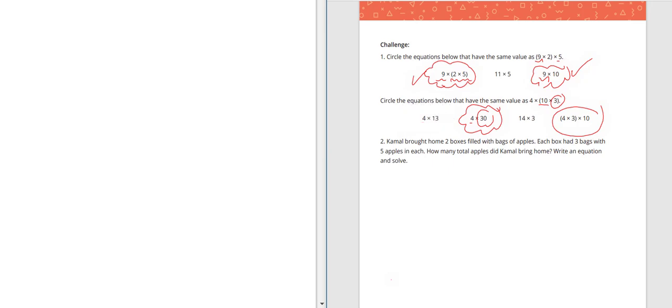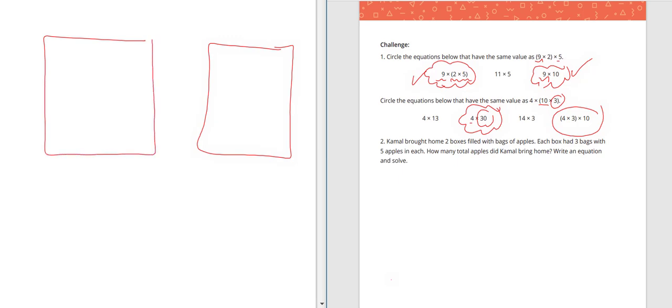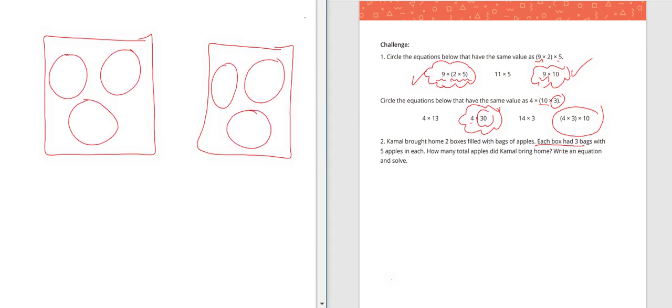Now, go to exercise 2. He said that Kamal brought home 2 boxes. Okay, we can draw this exercise to know the meaning of this exercise. We have 2 boxes here, and filled with bags of apples. Each box has 3 bags. Okay, here we have 3 bags.